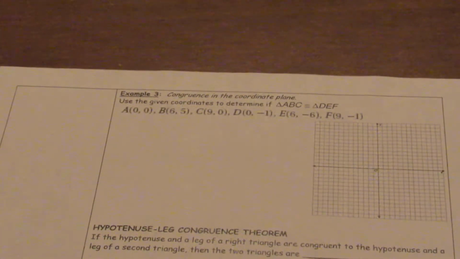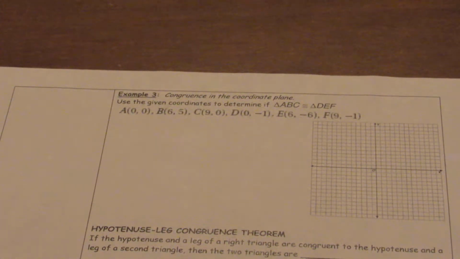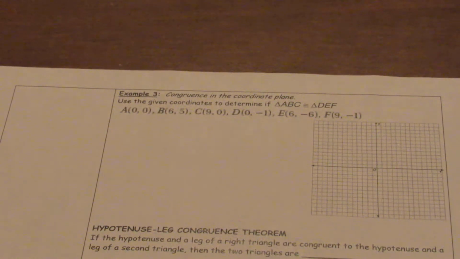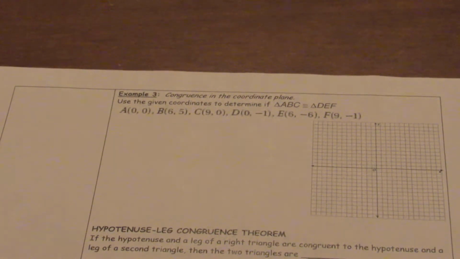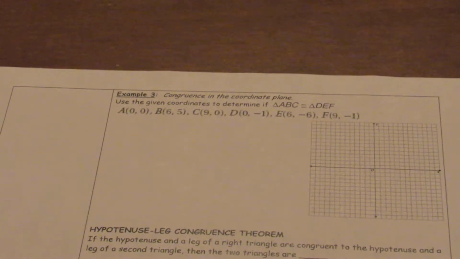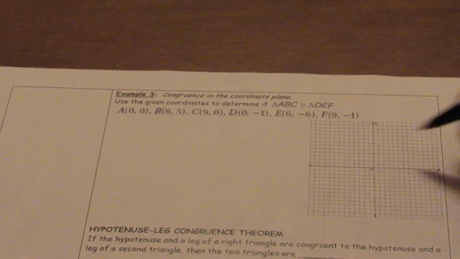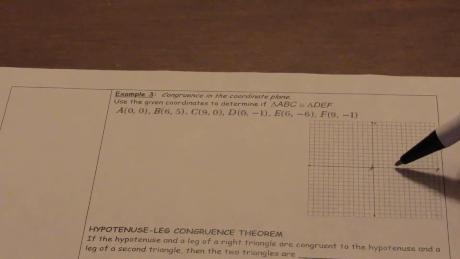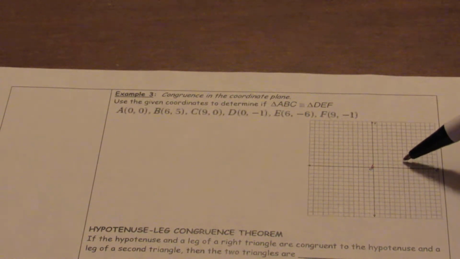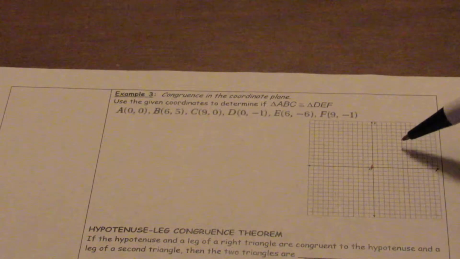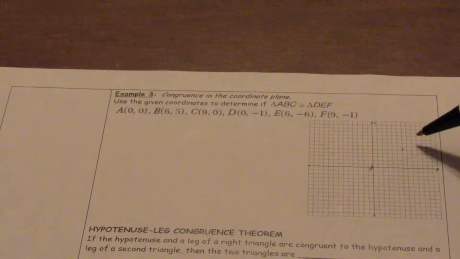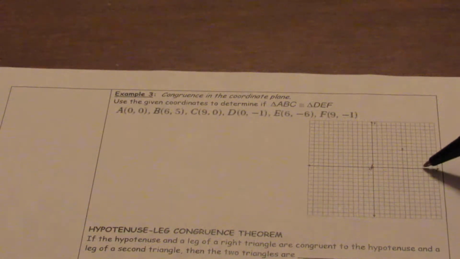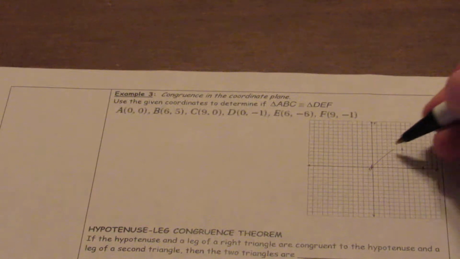Flipping the paper over. Example 3. Congruence in a coordinate plane. So use the given coordinates to determine if ABC is congruent to DEF. All right, so realize I have two triangles here. So first thing I want to do is graph these out. So A is 0, 0. B is 6, 5. And C is 9, 0.